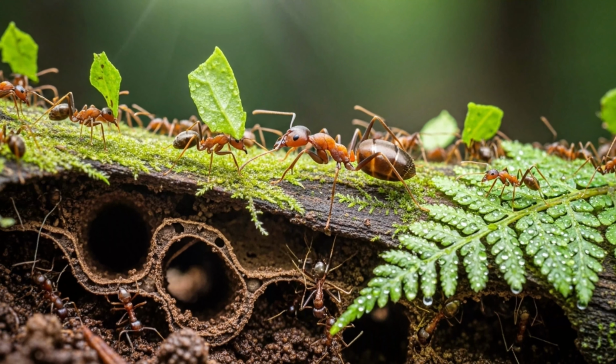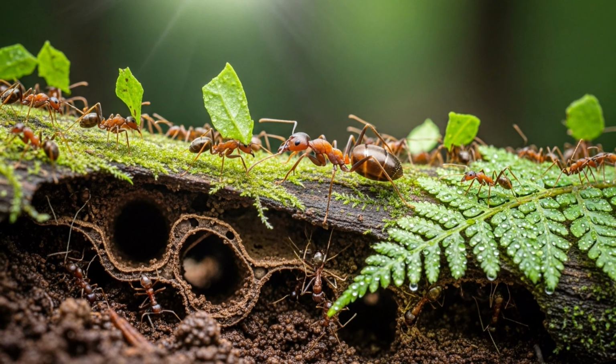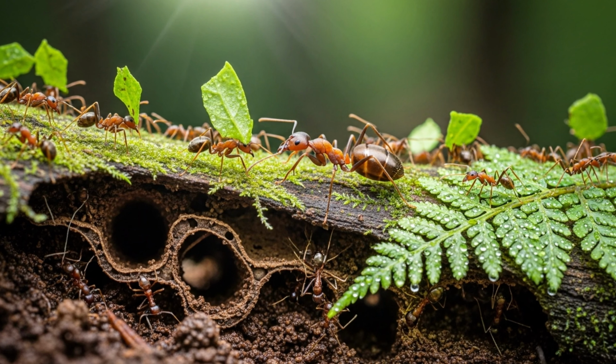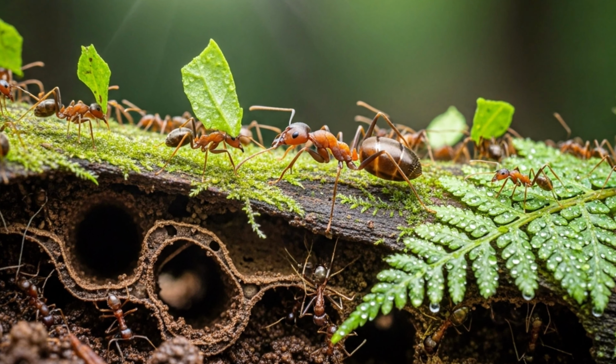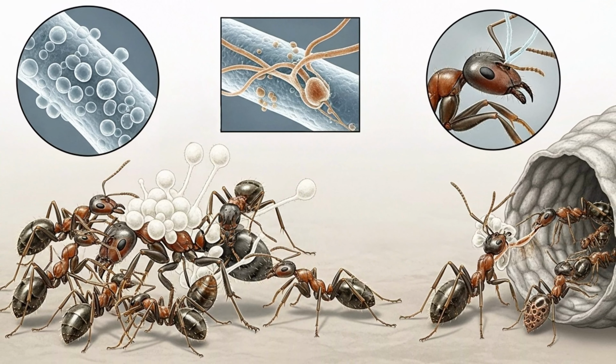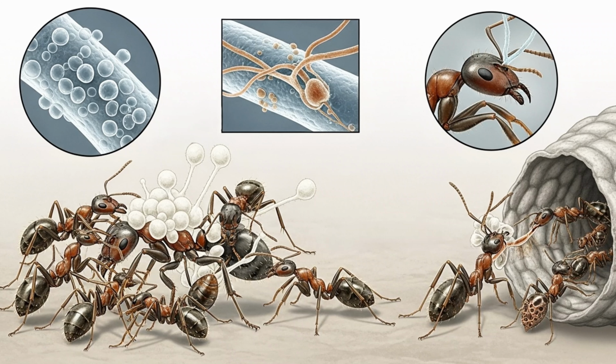Why would evolution favor such a gruesome strategy? Ants live in dense colonies, creating the perfect conditions for a pathogen to spread. Each infected ant becomes a launchpad for new spores, capable of infecting thousands more.